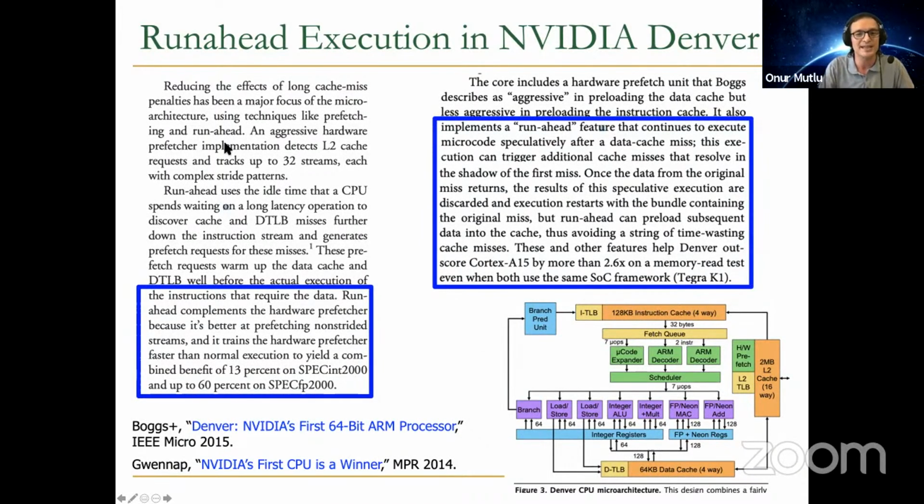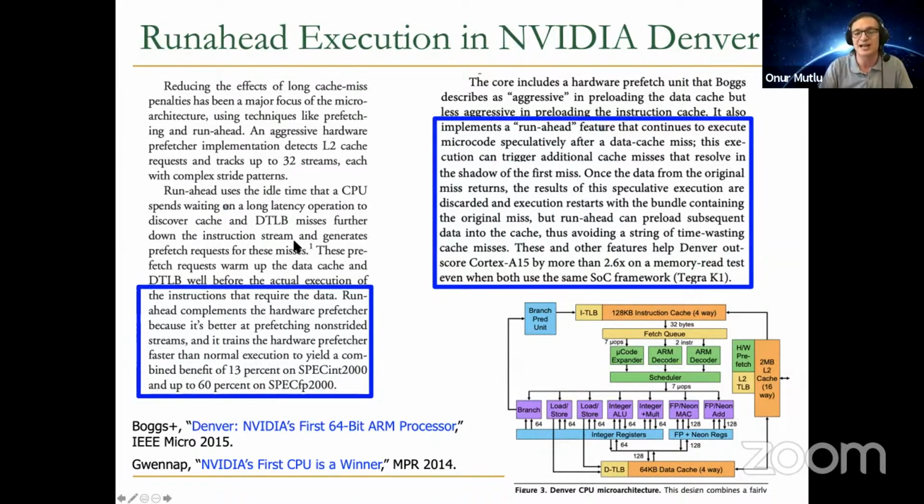But I would actually like to read some of this because this gives you an idea of what they did. So basically, reducing the effects of long cache miss penalties has been a major focus of the microarchitecture, using techniques like prefetching and run-ahead. An aggressive hardware prefetch implementation detects L2 cache requests and tracks up to 32 streams, each with complex stride patterns. They don't tell you exactly what stride patterns, but what I'm guessing over here is if you, for example, have ABC, ABC, ABC, ABC repeating, these are strides between different addresses, it can actually capture that.